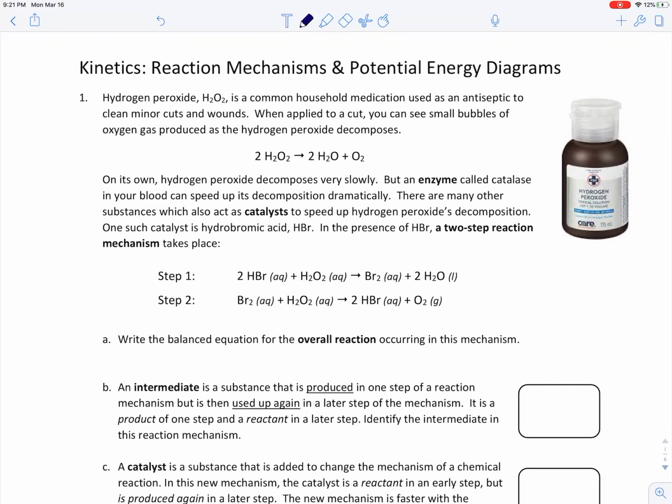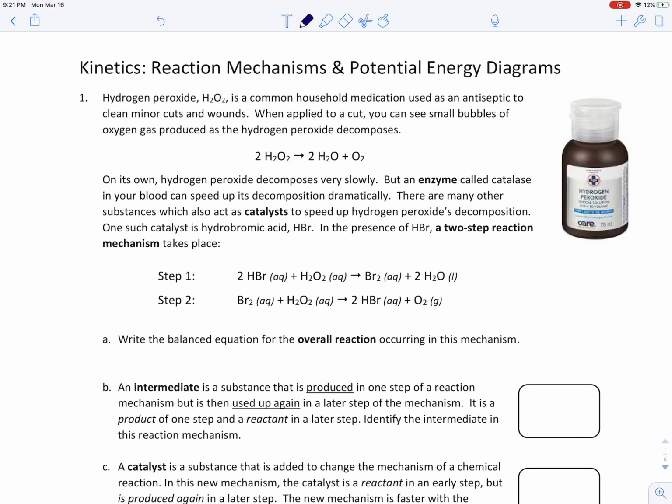All right, in this video, we're looking at a kinetics topic, reaction mechanisms, and potential energy diagrams. In this first question, we're talking about a household medication, hydrogen peroxide, which is used as an antiseptic. You may have used it at home if you had a cut or a small wound. It bubbles when it's put on your cut. It stings a little bit as well.